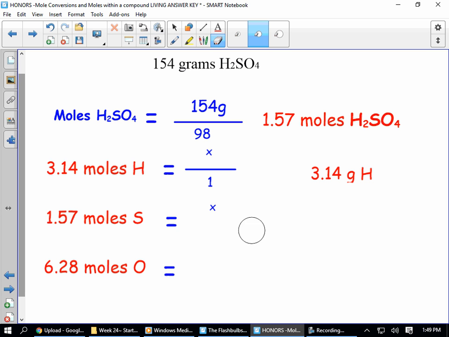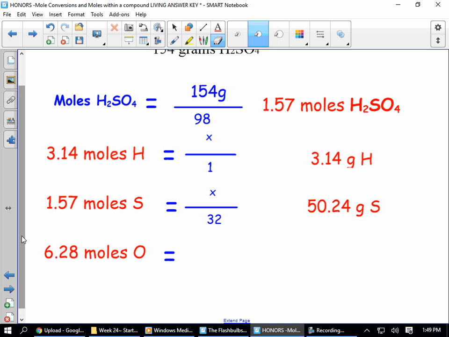Moles equal mass over formula weight; for 1 sulfur it is 32. Multiply 1.57 times 32, and we get that. And then last but not least, we do X over the formula weight of 1 oxygen, which is 16. Multiply both sides by 16 and we get 100.48 grams. Now, once you add those back together, you get very close to 154 and life is good.